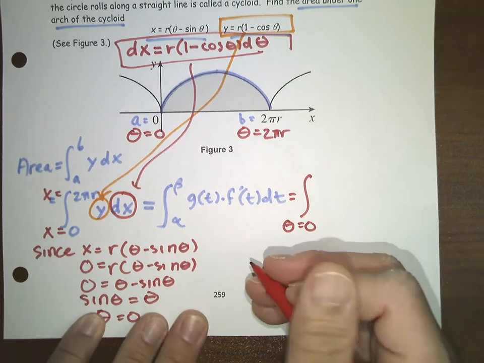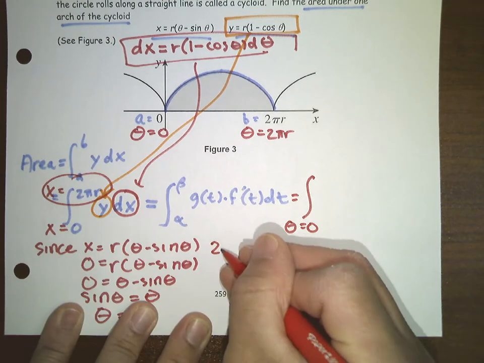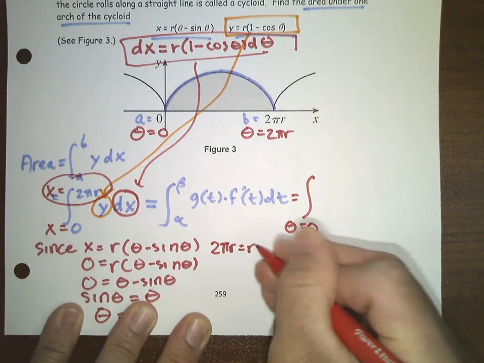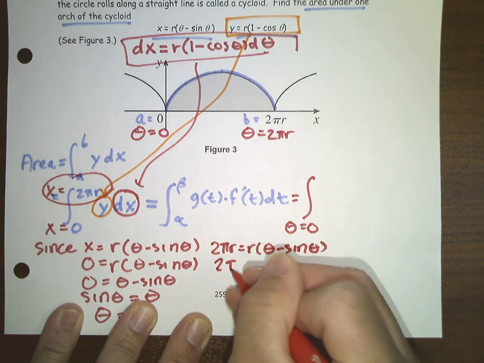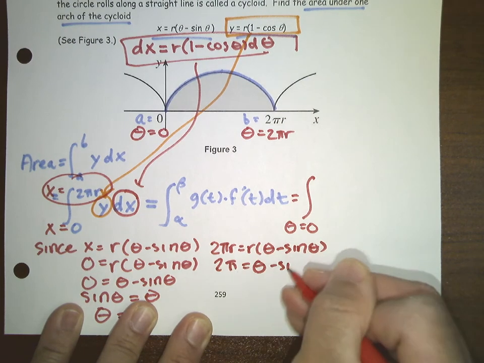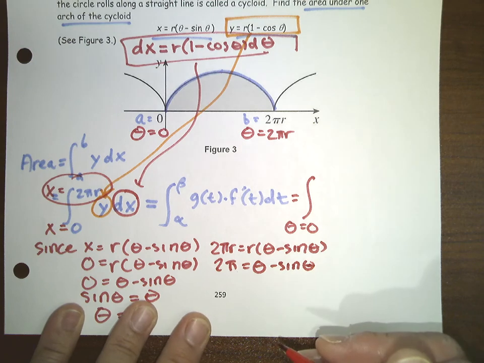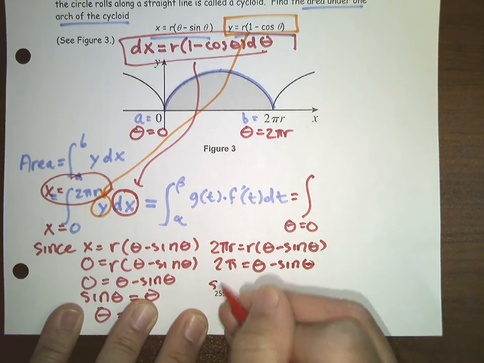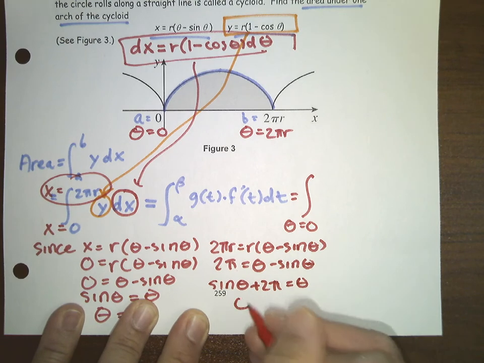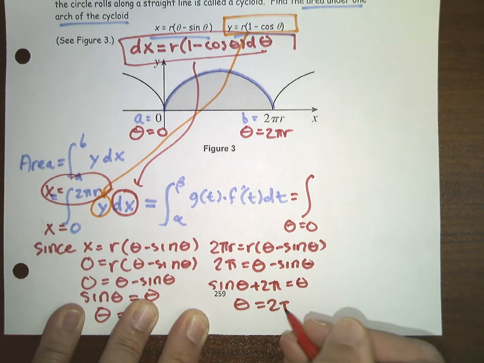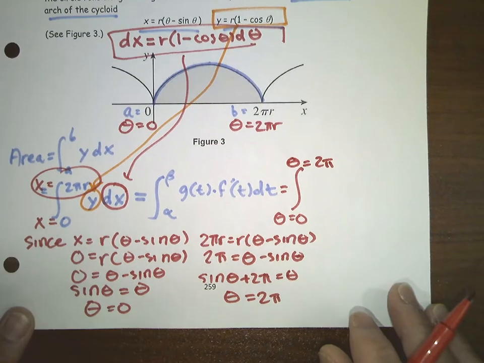And then similarly, if x is this 2 pi r, 2 pi r is r times theta minus sine of theta. So divide by r, so 2 pi is equal to theta minus sine of theta. And then I will go ahead and add the sine of theta here. So sine of theta plus 2 pi is equal to theta. So that means theta has to be equal to 2 pi. So this is going between 0 and 2 pi.